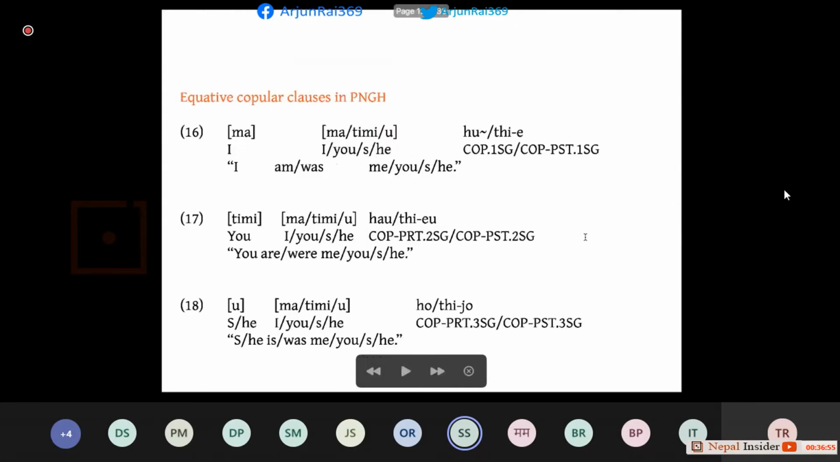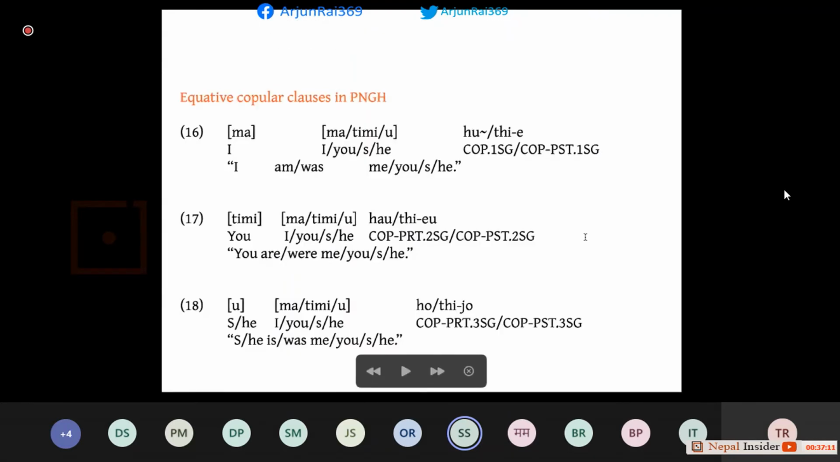And if you look at the equative also, ma, timi, ya u ho, hu ya thie, and I have given options over hu ya thie. So what all the facts show is that from 16 to 18 also, since these are equative copular clauses, the verb agrees with the NP1.